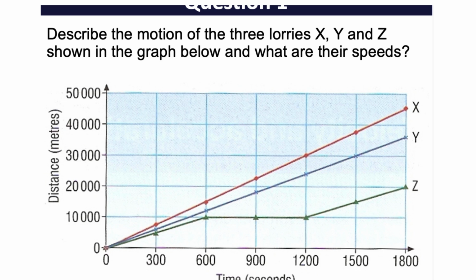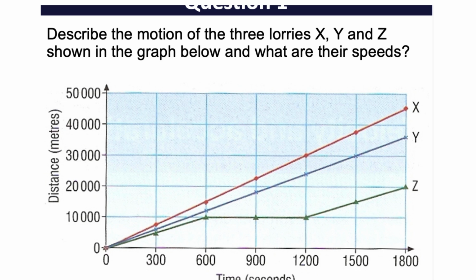Lorry Z, green line, description of motion. Lorry Z has a three-part journey. 1. 0 to 600 seconds. It travels at a constant speed. 2. 600 to 1,200 seconds. It is stationary. The distance from the origin does not change, so its speed is 0 meters per second during this interval. 3. 1,200 to 1,800 seconds. It resumes traveling at the same constant speed as it had in the first part of the journey.